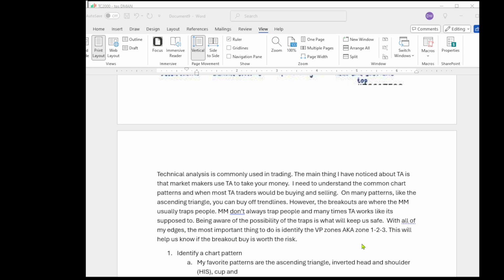Now, the most important thing to do is to identify VP zones. I call them zone one, two, and three, and this will help us know if buying a breakout is worth the risk. My favorite chart patterns are ascending triangle, inverted head and shoulders, cup and handle.